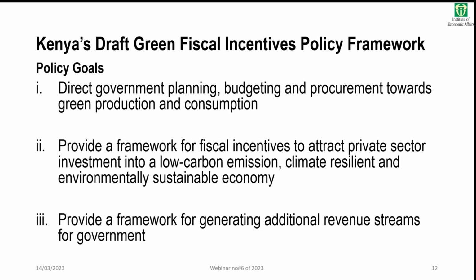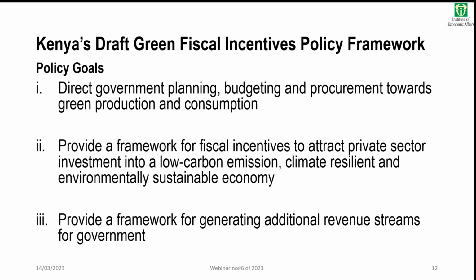Now, policy goal number 1 is direct government planning, budgeting, and procurement towards green production and consumption. So here government takes the persuasive case that this policy would help government to shift its purchasing behavior towards goods that have lower externalities and to reduce the externalities of government purchasing. So government accepts that as an entity, it will be responding or trying to shift incentives to make government respond at the superstructural level.